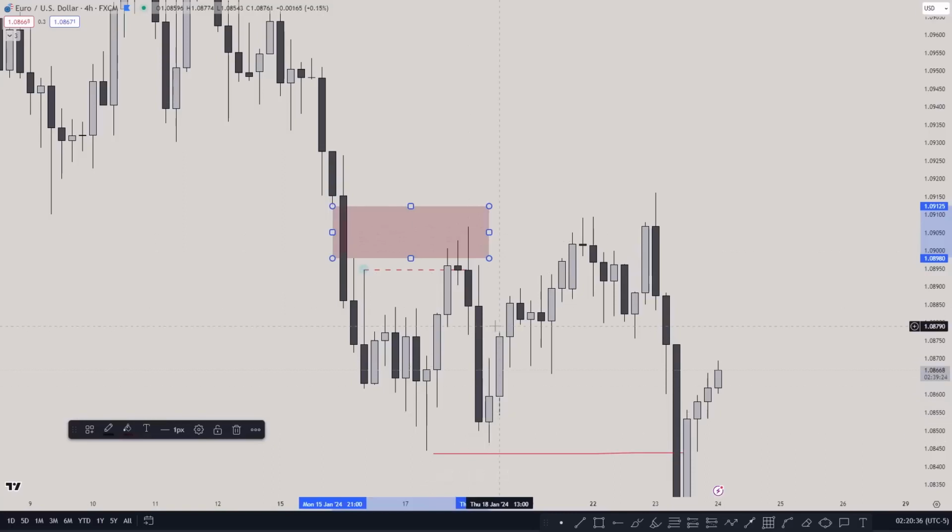Now, I do prefer highs or lows that are created below the 50% of the fair value gap. So 50% of the fair value gap is somewhere in here, and that's where price actually reacted from. So next time, this would be a lower probability one for me. If there is a high or low that is created above or below the 50% of the fair value gap, that's going to be a higher probability one. This one is not the highest probability one.